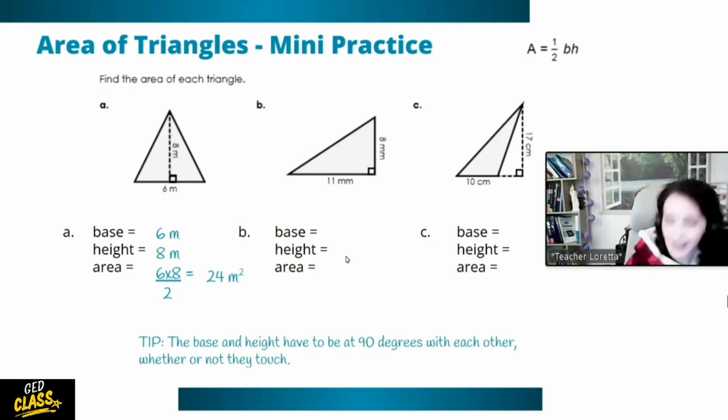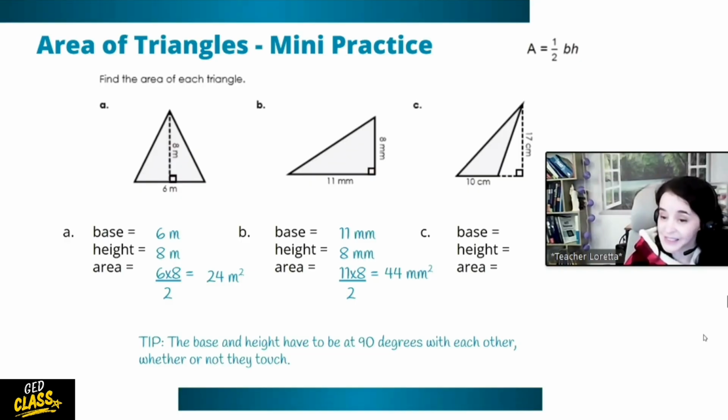Let's do one more. For the letter B, what are the base and height? Good. Our base and height are 8 and 11. Nice. And so we'll use our area formula, 1/2 base times height. Good, I'm seeing it. Good, really good, you guys. It's 11 times 8 divided by 2, which, as a lot of you are saying, is 44.